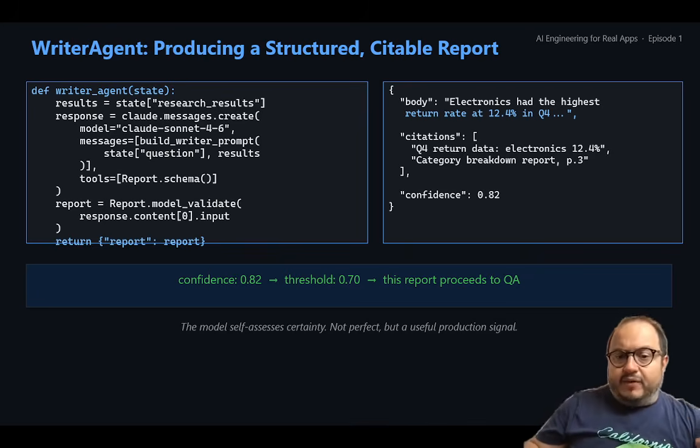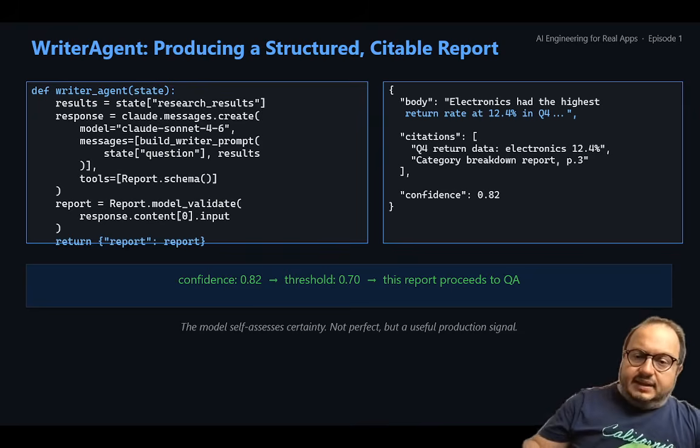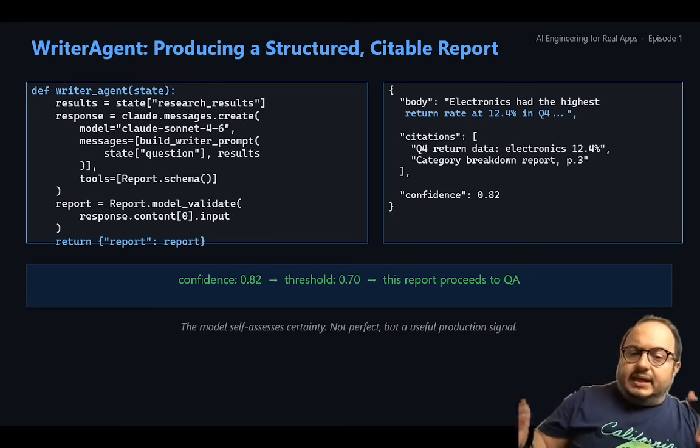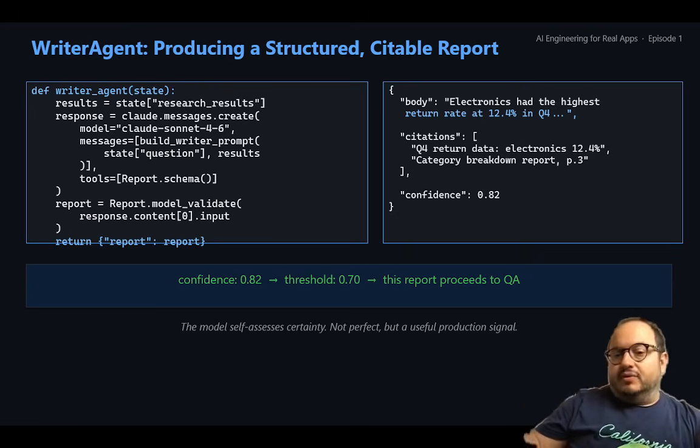This is not a perfect mechanism, but it is a useful signal. If the confidence score comes back below 0.7, we treat that as a soft failure. The QA step will see it and decide whether to trigger a retry. Again, we use structured output. Claude returns JSON matching the report model. No string passing, no extracting content from markdown code blocks, just a clean typed object.